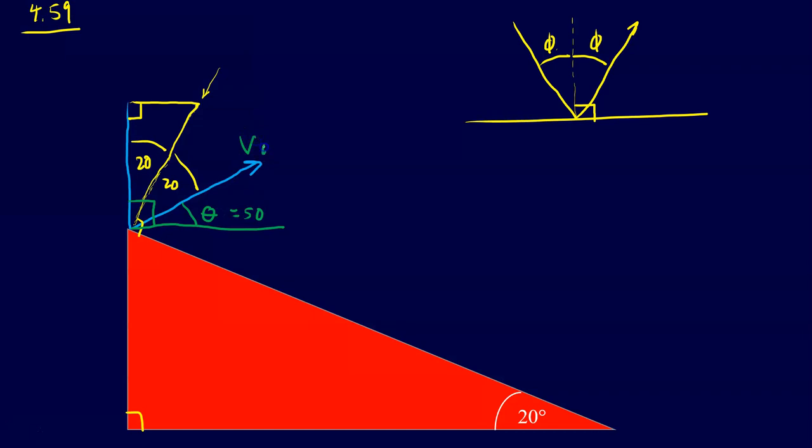This ball comes off with some speed v0 at an angle of 50. You can make a little triangle with your initial pieces like we often do. If this is v0, which is what you're looking for in this problem, and this is 50, then it'll be v0 cosine 50 and v0 sine 50. So that's one key point in this problem.